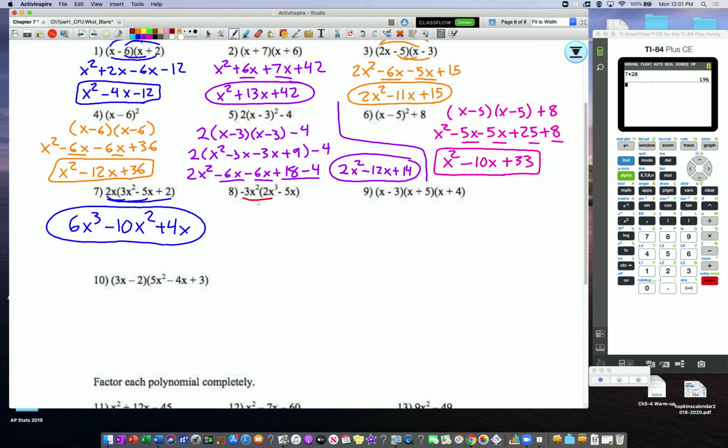All right, this one you just distribute. So negative 3 times 2 is negative 6 x to the fifth. Negative 3 times negative 5 is 15 x to the third.